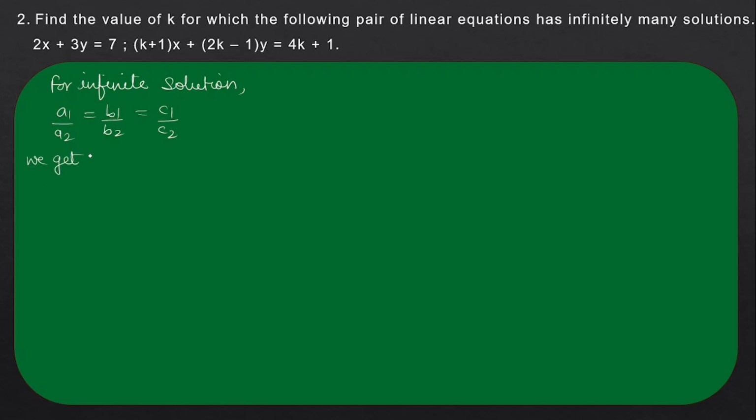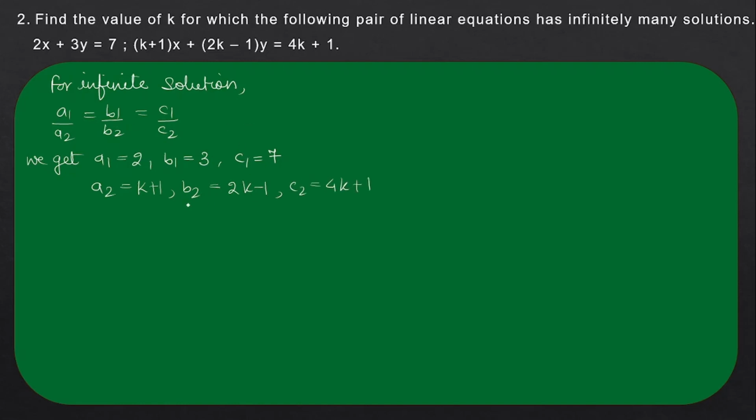We get a1, the coefficient of x, which is 2, b1, coefficient of y, which is 3, and c1. Here I see that the constant terms in both the equations are on the same side. If they are on the right side, that is also okay. If they are on the left side, both together, that is also fine. So here, both the constants are on the right side. So we get the value of c1 as 7. Similarly, we get a2, which is the coefficient of x as k plus 1. b2, which is the coefficient of y, which is twice k minus 1, and c2 is 4k plus 1.